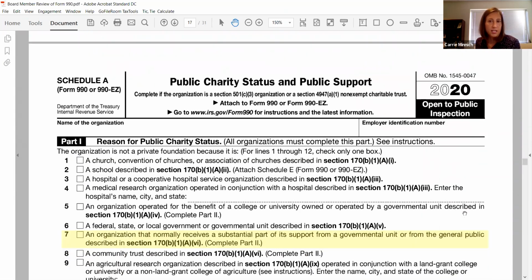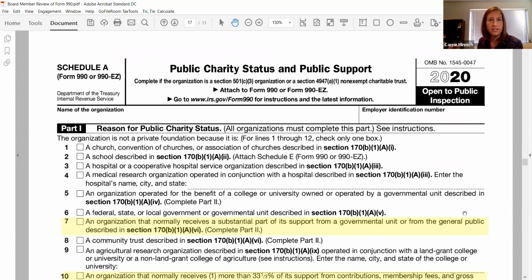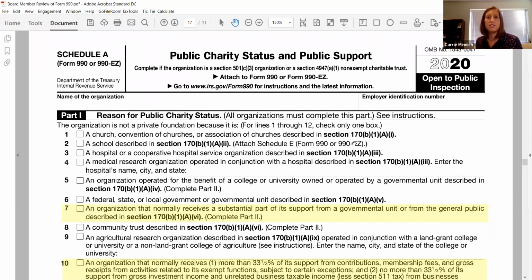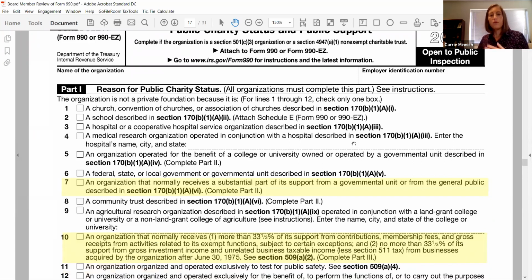So that is the Form 990, the basic core forms. We're just going to take a few minutes to go over three schedules that a lot of nonprofits have to file. So Schedule A is the public charity status and public support. When a nonprofit initially receives its tax exempt status from the IRS, it is going to be considered either a public charity or a private foundation. So there's different rules between the two.